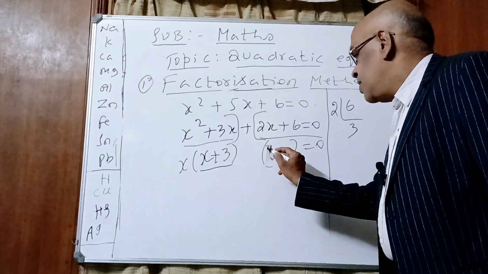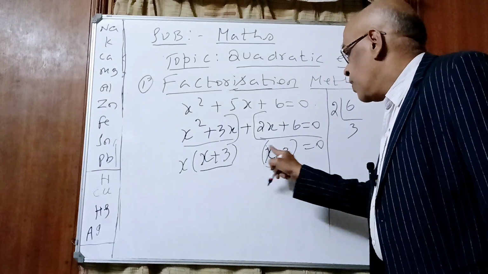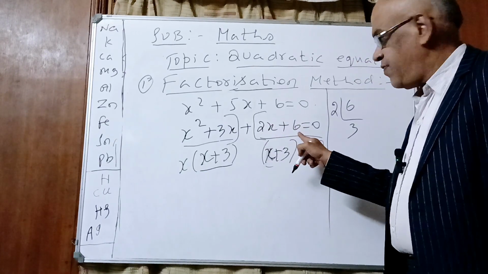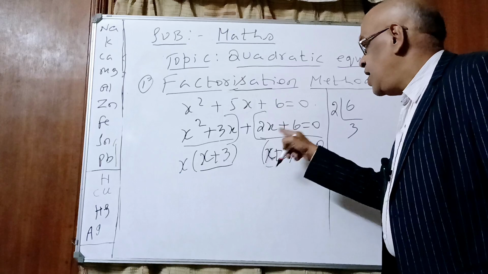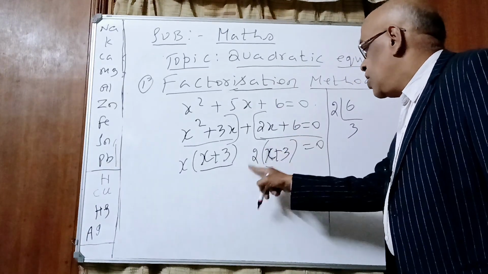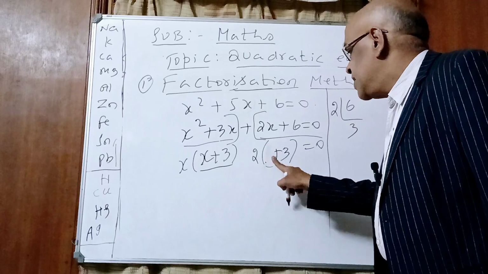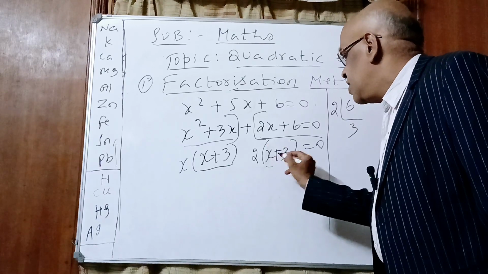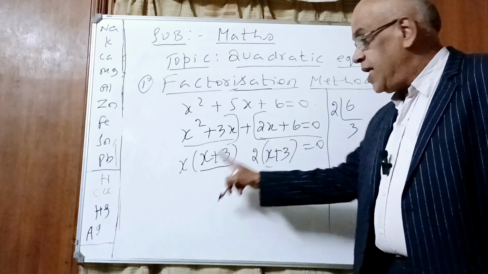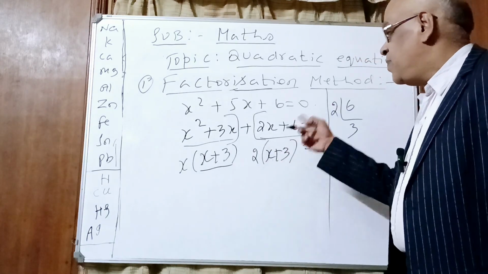Now, what is taken common here? 2 and 6, there is no x term in the second term. So here only 2 is common. Take 2 common. 2 3s are 6, 2 into x, 2x. Yes or no, children? Interesting or not? 2 rules you should remember. Whatever comes as the first term in the bracket, the same thing should come, irrespective of the sign.